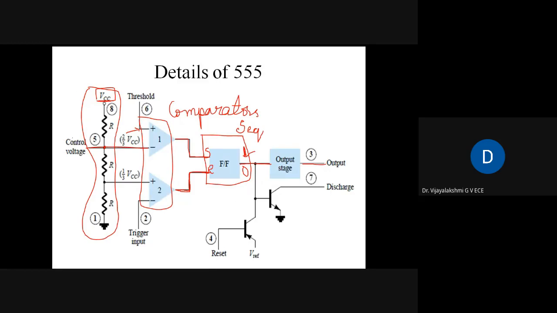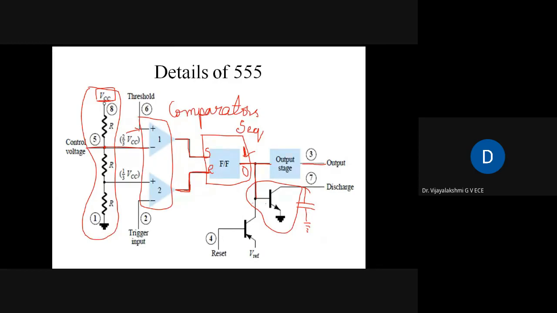So I've told you about the voltage divider part, the two comparators, the flip-flop and the output. Next you have a transistor here, which is also getting its input from this flip-flop. Actually, this transistor we call a discharge transistor. When you are using this IC practically, we will connect this transistor to a capacitor so that there is a path for the charges to get discharged. So this transistor is for discharge, where we connect a capacitor for discharging.